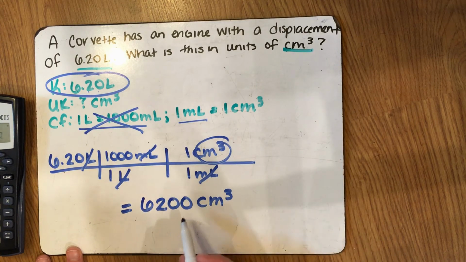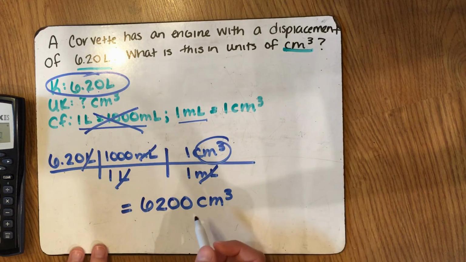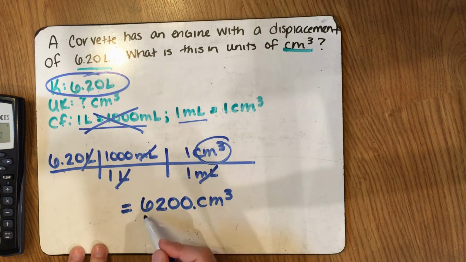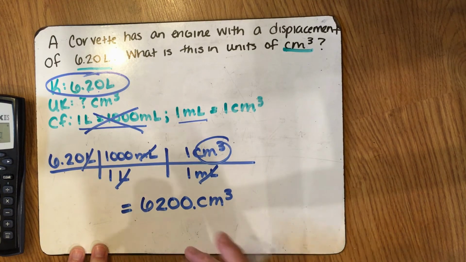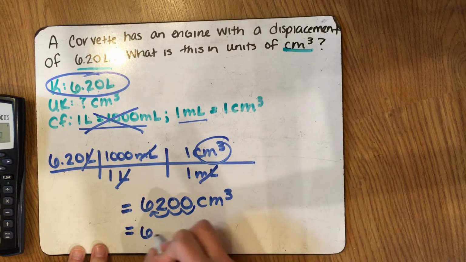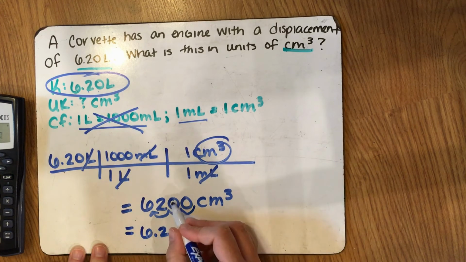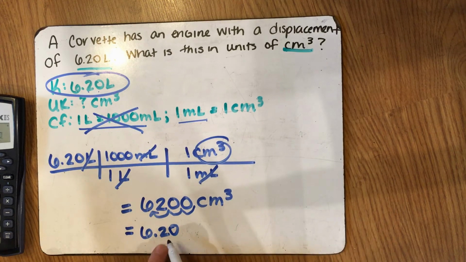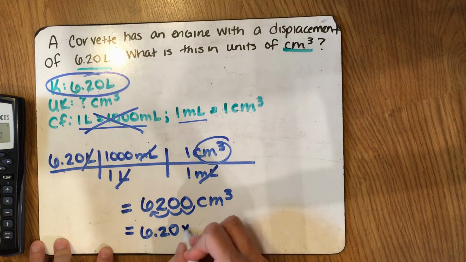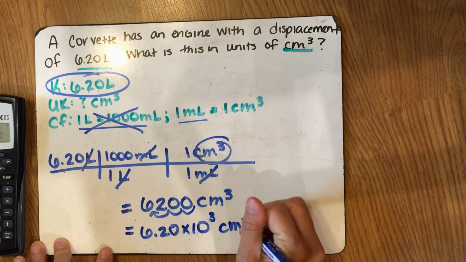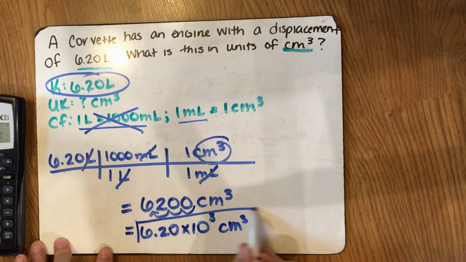The only way to get this to have 3 sig figs is to put it in scientific notation, because if we tried to put a decimal point at the end, we would wind up with 1, 2, 3, 4 sig figs, which is not what we want. So we have to change this to scientific notation. So we're going to put 6.2, and then I'm going to keep one of these zeros to make it have 1, 2, 3 sig figs. And then times 10 to the 3rd power centimeters cubed. And there's our final answer.